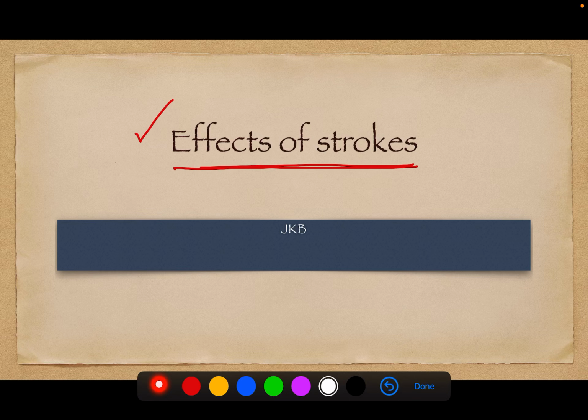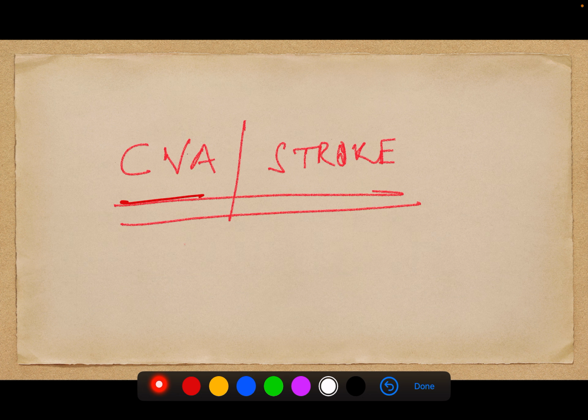Hello everyone. Let's talk about the effects of stroke. It's a very important topic with respect to NEET PG as well as in the theory part of medicine. So we all know what the effects of stroke are: whether it is a cerebrovascular accident or stroke, a person will get certain types of symptoms.